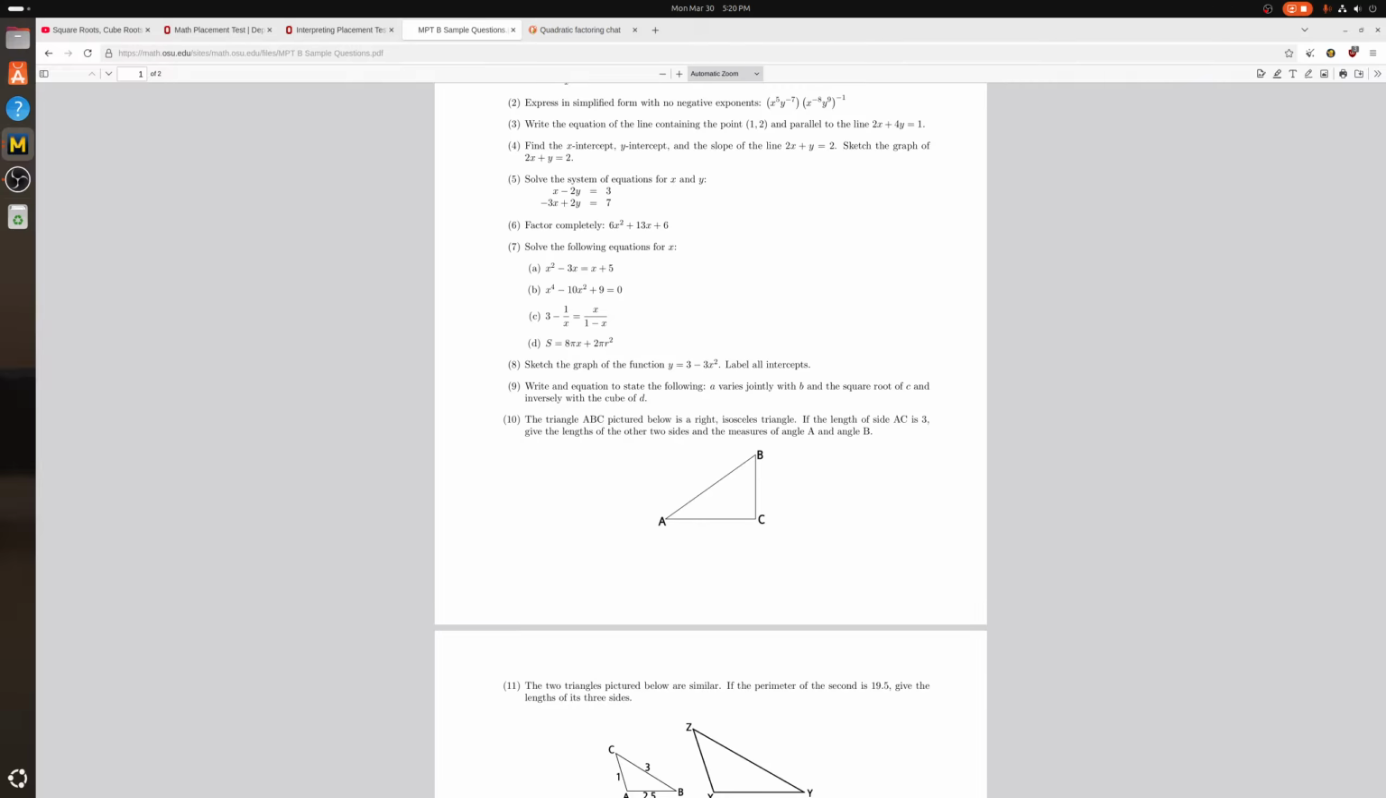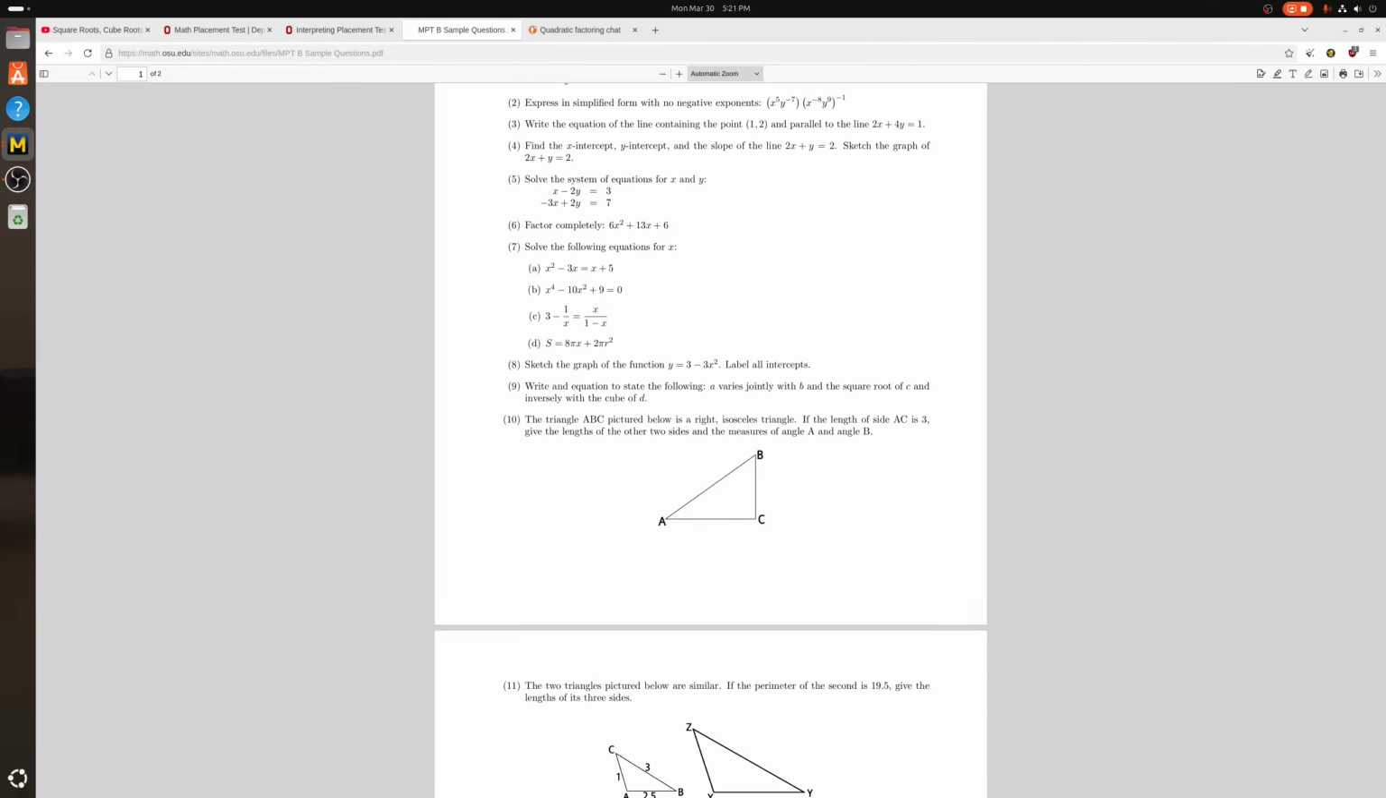A varies jointly with B. What? Write the equation to state the following. A varies jointly. Who says "varies jointly"? What is that? Who put that there? What pretentious person put that there? I keep cussing too much like I'm 12 years old. I'm sorry. And the square root of C and inversely with the cube of D.